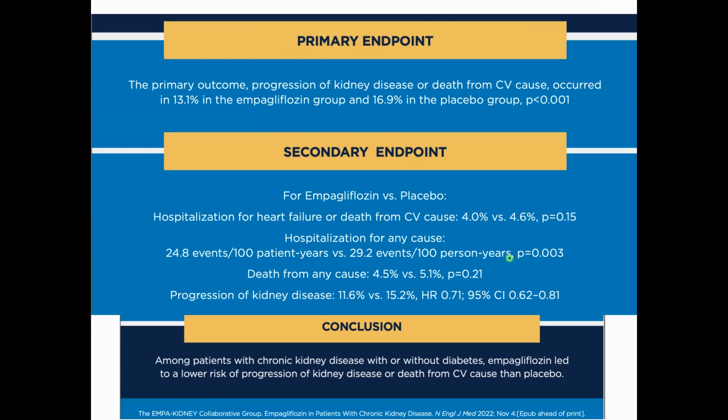The primary outcome, progression of kidney disease or death from CV cause, occurred in 13.1 in the empagliflozin group and slightly higher in the placebo group. So it's significant. Hospitalization from heart failure or death from cardiovascular cause is again lower. Hospitalization for any cause, about 25% here, 30% there. Death from any cause, again 4.5 to 5.1. Progression of kidney disease is significantly different, with a hazard ratio of 0.7, about 30% improvement in kidney disease. So I think we should prescribe empagliflozin to all patients with CKD. That's number one.